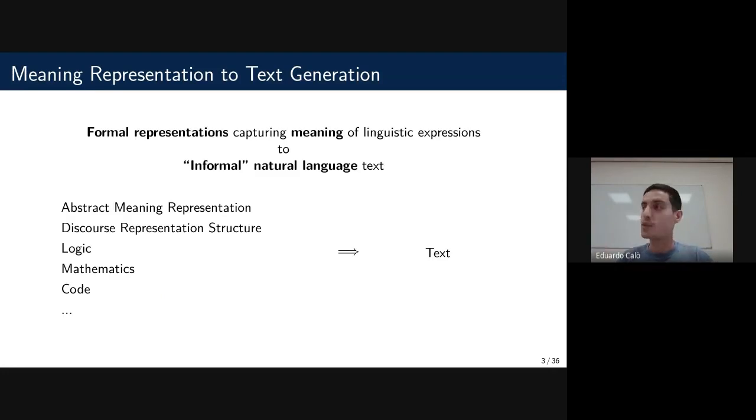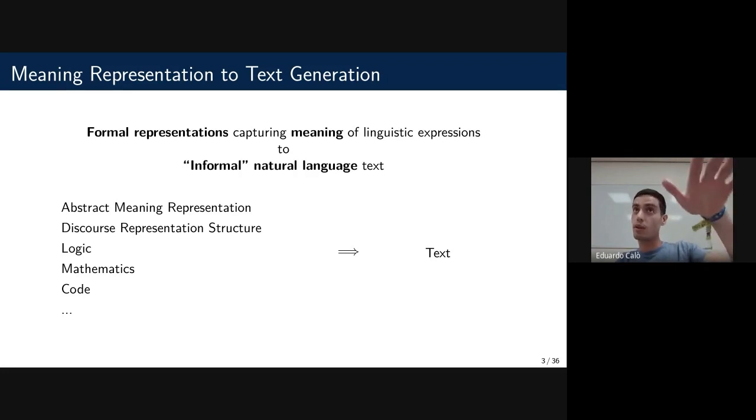In general, the general area of the topic in which I'm specialized is meaning representation or semantics or concept to text generation. So given a formal representation that to some degree captures the meaning of linguistic expressions, you have algorithms that generate some informal, between quotes, natural language text. I say between quotes because natural languages are not totally informal. There is some structure, but I wanted to highlight the difference between formal languages, which have some specific syntax and semantics, and natural language, which is much more ambiguous and complicated, with different factors that can play a role.